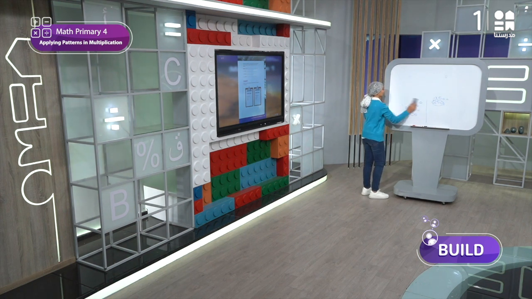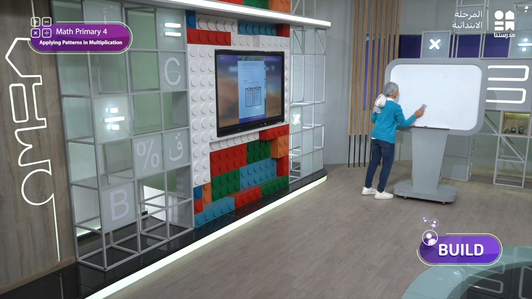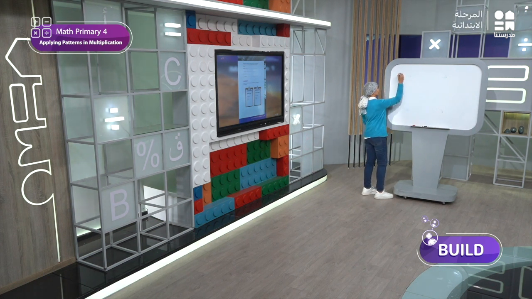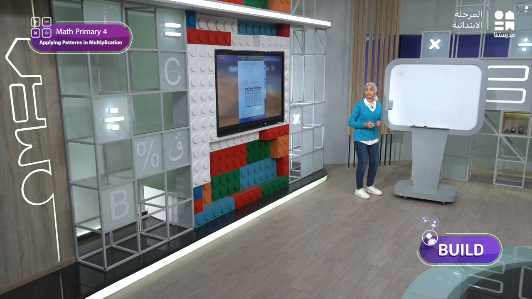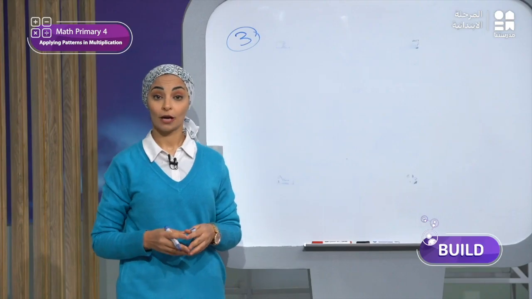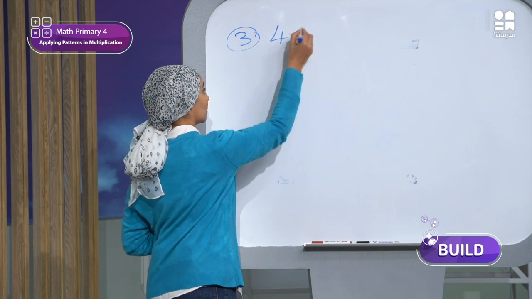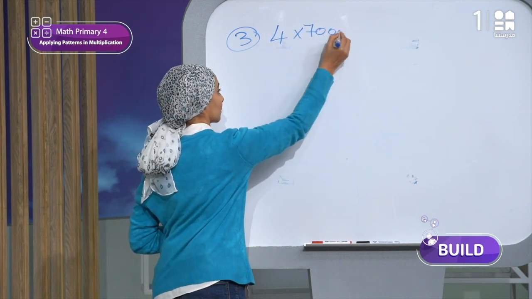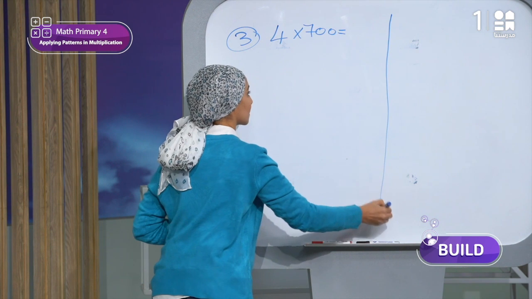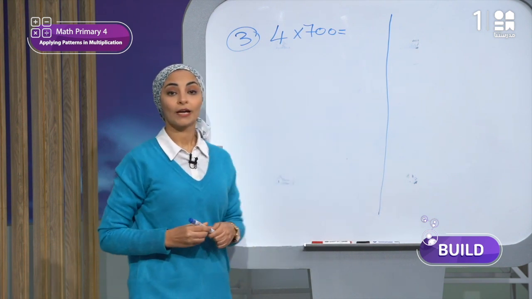Now, let's move to problem number 3. Let's write it all together. Here, problem number 3. It's written as follows. 4 times 700. Okay, I have this. How can I solve it?